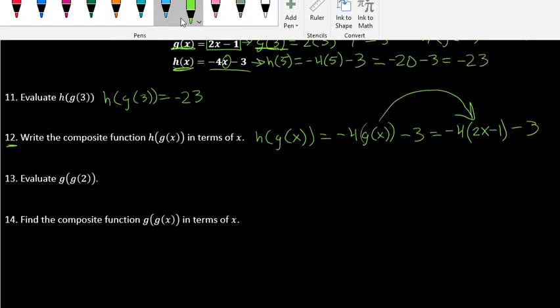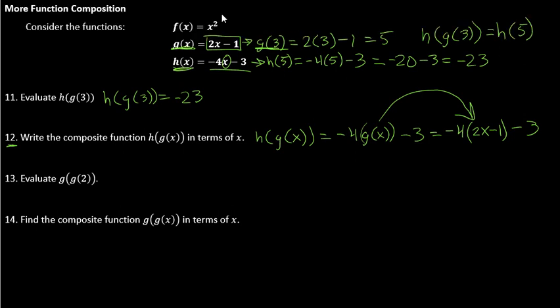And again, just to make sure we've got it, h of x looks like this: negative 4x minus 3. And you can see where everything went. Okay, x got replaced with g of x.